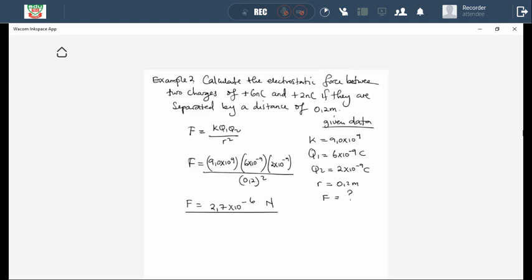Now I need to determine whether it's attractive or repulsive. So I go back to the original question. I've got a positive and a positive, so like charges, they repel. So therefore, this is repulsive, right? They repel each other. So these two charges repel each other with a force of 2,7 times 10 to the power negative 6 newtons. Right. So this is our example number 2, and everything is moving on well. Everything is so smooth.